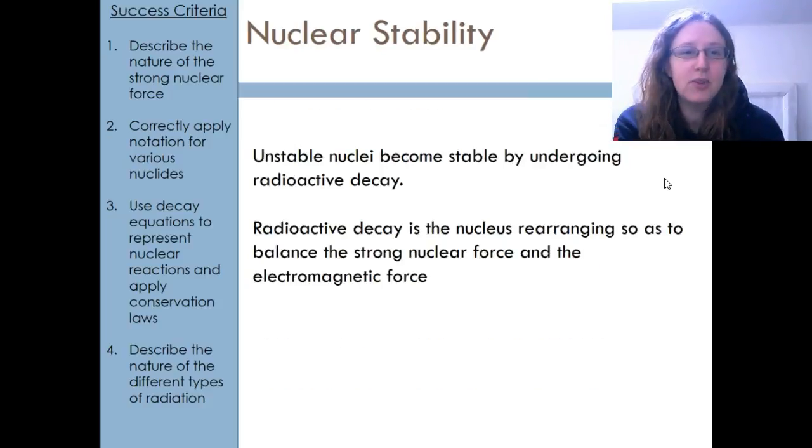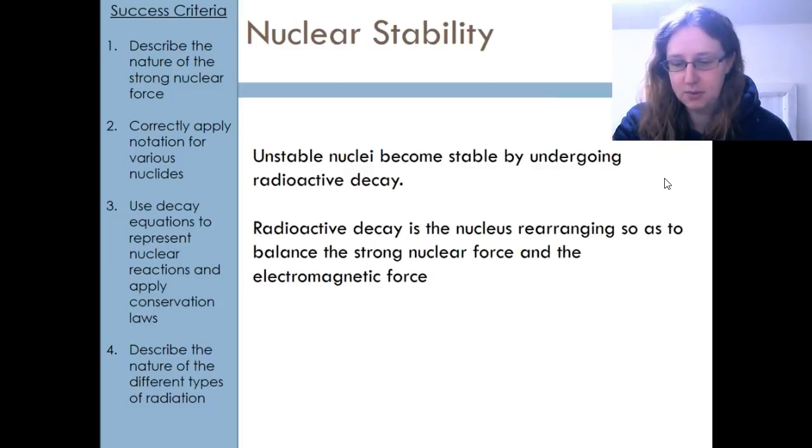So if we do get an unstable nucleus, so we have a balance of protons and neutrons that's unsustainable, the nucleus will undergo radioactive decay. Radioactive decay is just the act of the nucleus rearranging itself so that it becomes more stable, so that it can reach an equilibrium between the strong force and the electromagnetic force. That's why decay happens. It's in order to make the nucleus more stable. Okay, so that's why it happens.